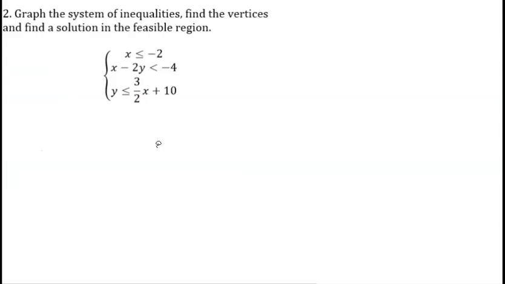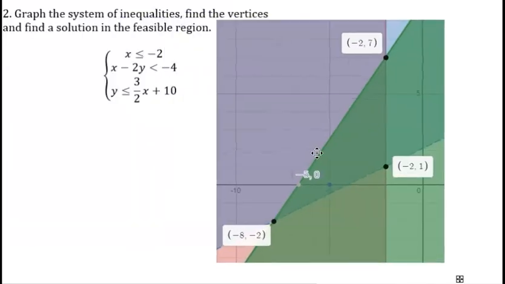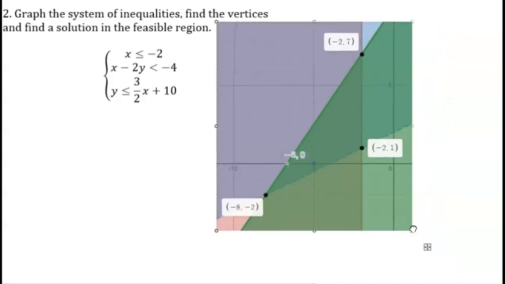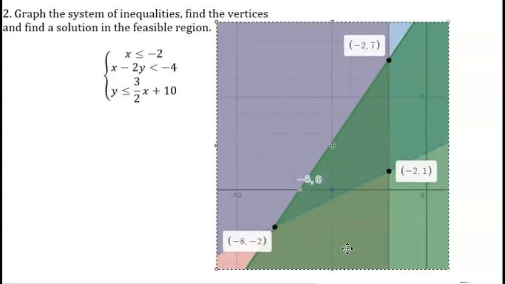So from there, we'll take a screenshot of the graph and then paste it onto the page. Again, for those of you that are drawing this by hand, just sketch a graph. Shade in the triangle part, label your vertices, and here's a point that would be in the feasible region.